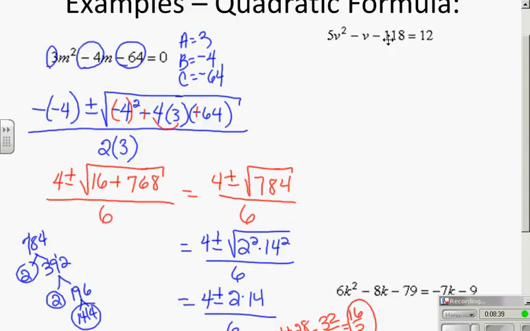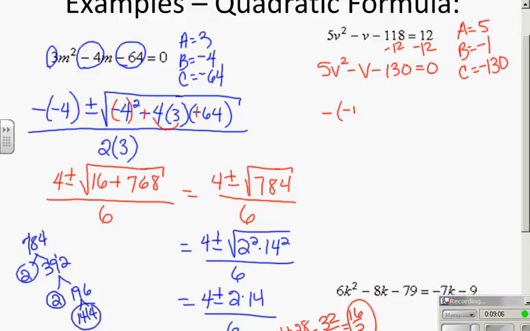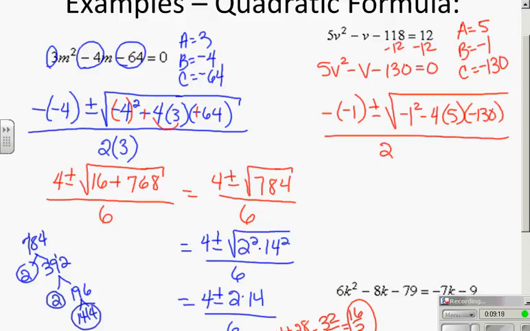This one also needs to be simplified, so I'm going to put it into proper form. I'm going to subtract 12 from both sides. So I have 5v squared minus v minus 130 equals 0. So a is 5, b is minus 1, c is negative 130. So quadratic formula: the opposite of b plus or minus the square root of b squared minus 4 times a times c, all over 2a.